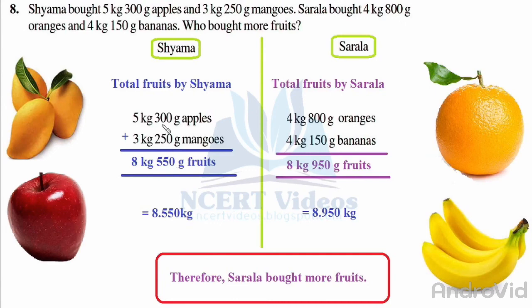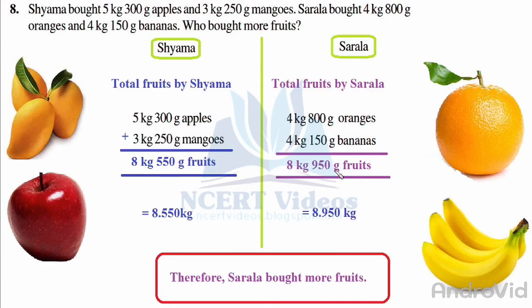0, 0, 5; 3 plus 2 is 5 kg as it is; 5 plus 3 is 8. Add here, gram as it is. Oranges and bananas are fruits. 0, 0, 5; 8 plus 1 is 9, kg as it is; 4, 4, 8. So we can write it in terms of kilograms only. So it will be 8.550 kg. We learned it how? Because 1 kg is 1000 grams. 8 kg 950 grams, 8.950 kg.